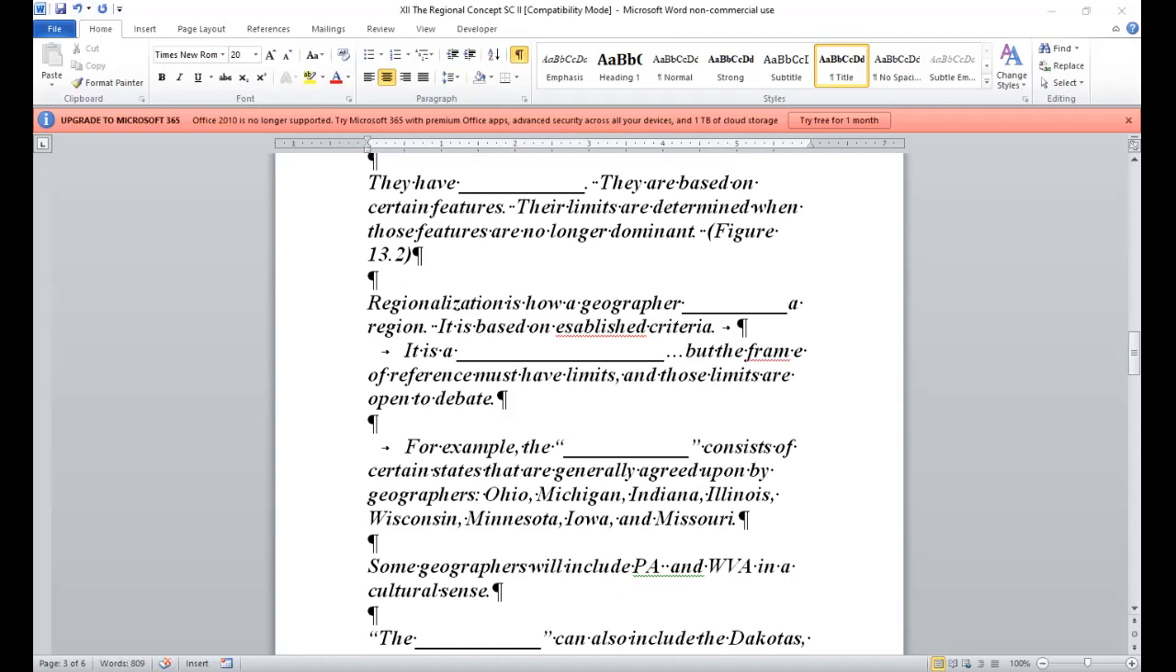Big picture here, the region is based on properties that one considers important. For example, flatlands and fields. Is it agrarian? Is it blue collar? What are the population patterns?